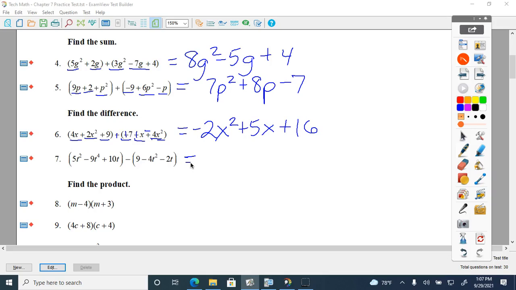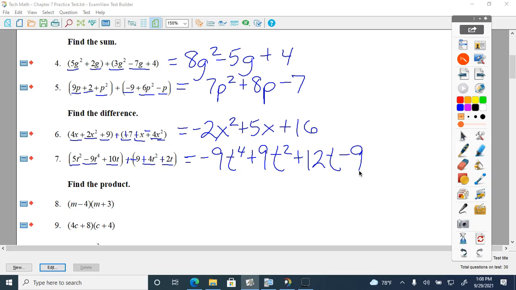Same process for number 7. Change it to a positive, change all the signs behind it. We get negative 9t to the 4th. There are no other t to the 4th power, so that just stays negative 9t to the 4th. We don't have any t to the 3rd, so we skip that one. 5t squared plus 4t squared is 9t squared. 10t and 2t make 12t. And then we have a minus 9 all by itself.